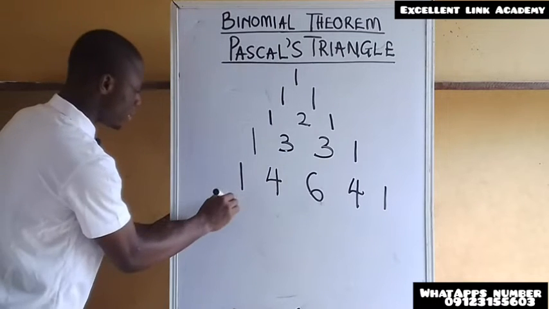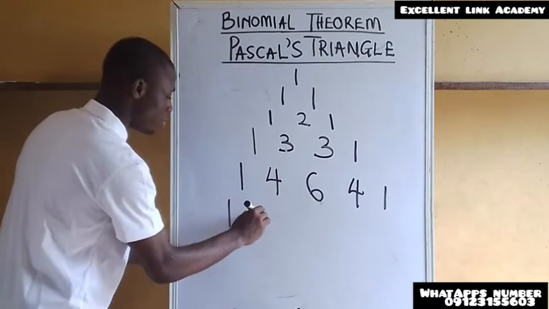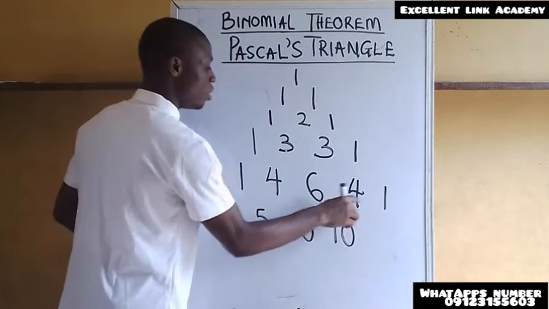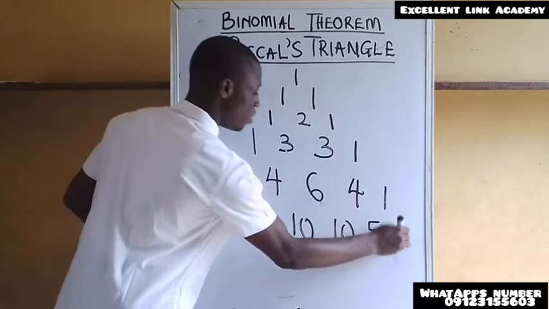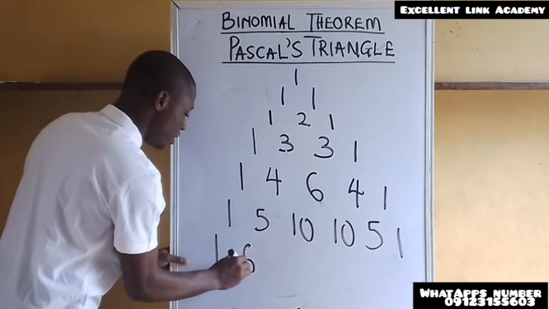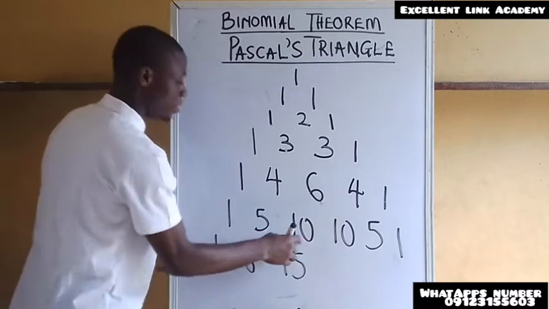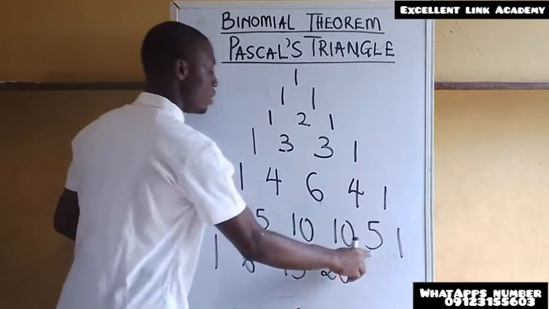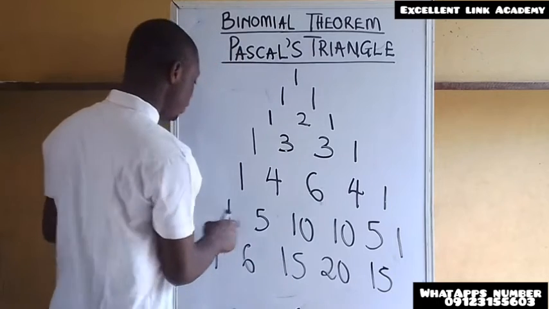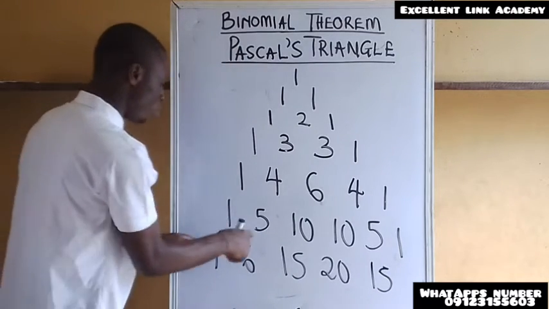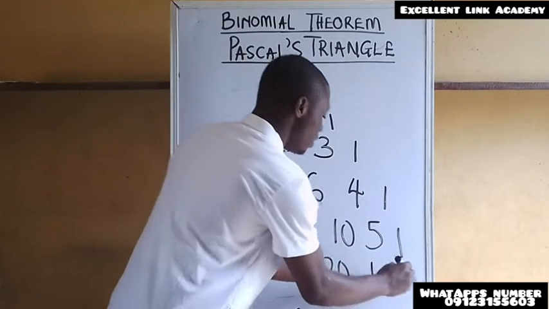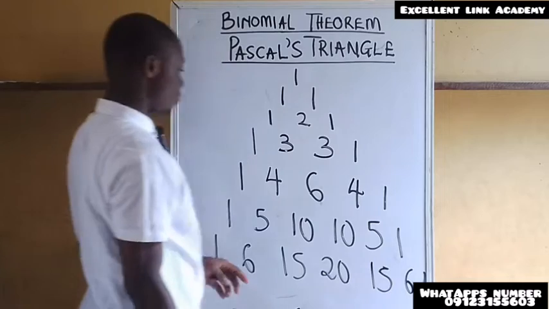Next up, take 1 down. 4 plus 1 becomes 5. This plus this becomes 10, becomes 10, becomes 5. Put 1 down. Next up, take 1 down. This plus this becomes 6. This becomes 15, becomes 20, becomes 15, then 6, and lastly 1.